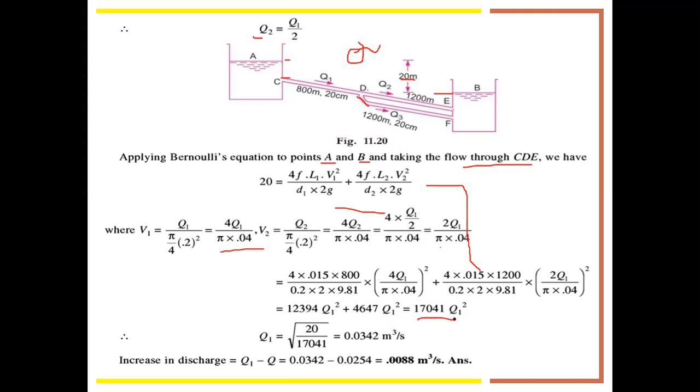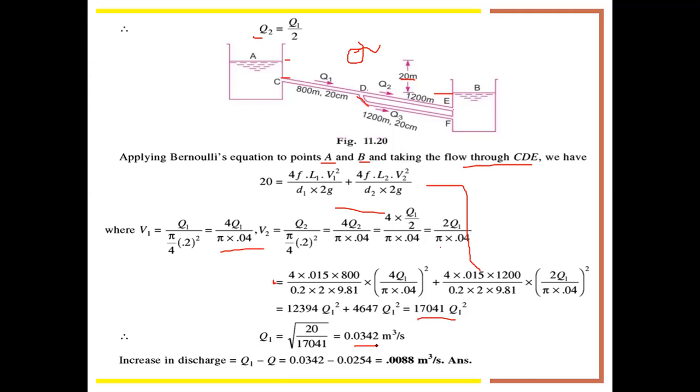So after solving this equation, finally we are getting this value. Therefore, Q1 is equal to H by 17041 square root. 20 already exists here, H is 20. Therefore, Q1 is equal to root of 20 by 17041, that is Q1 equals 0.03.